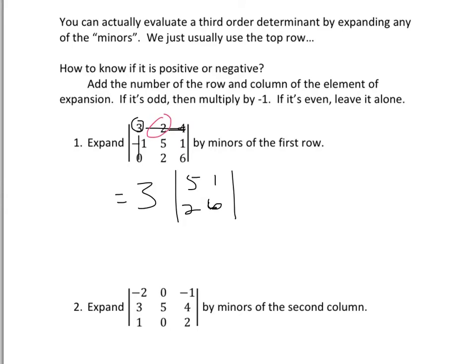Second one, this red one, 2. First of all, you add those up: first row, second column, 1 plus 2 is 3. So you have to multiply it by -1, so it's going to be -2. Cancel everything out that shares a row or column with it, and multiply by the determinant that's left: -1, 1, 0, 6. And lastly, 4 here, first row, third column, it's even, leave it alone, +4. Cancel everything out, and multiply by the determinant of -1, 5, 0, 2.